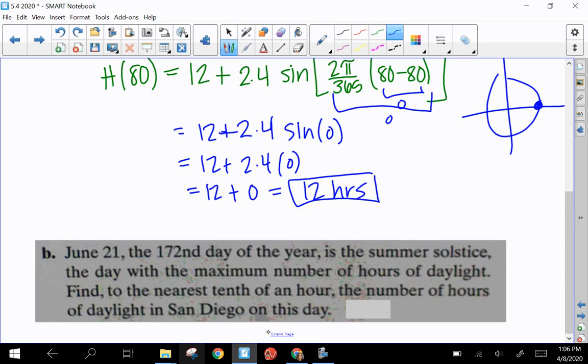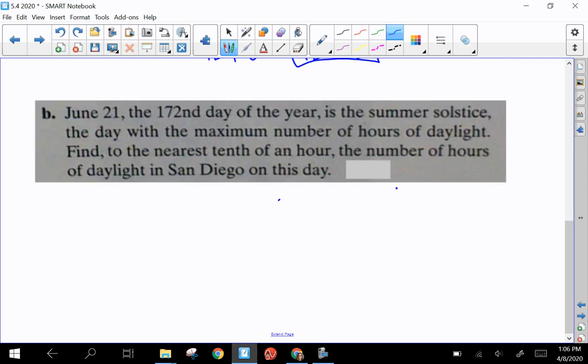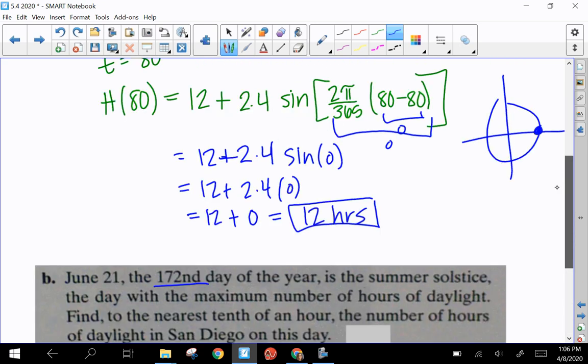Let's do part B. On June 21st, that's the 172nd day of the year, it's the summer solstice. And in the summer solstice, that's the maximum hours of daylight in a day. Find to the nearest tenth of an hour the number of hours of daylight in San Diego on this day. We are using a T value of 172, and we're being asked to find the number of hours of daylight on that day. Again, I'm just going to start with my setup.